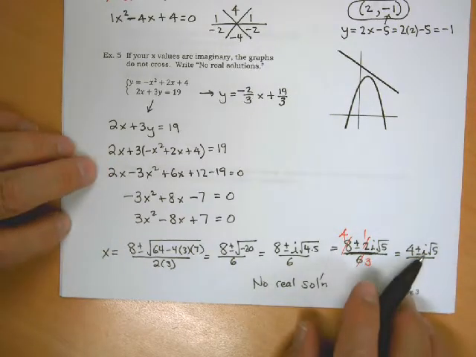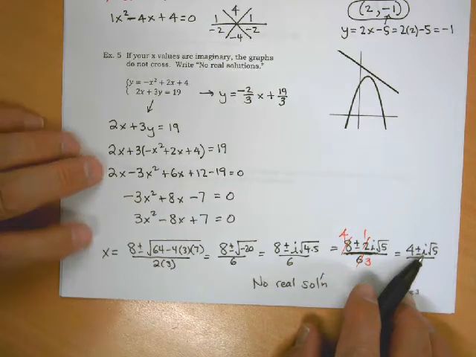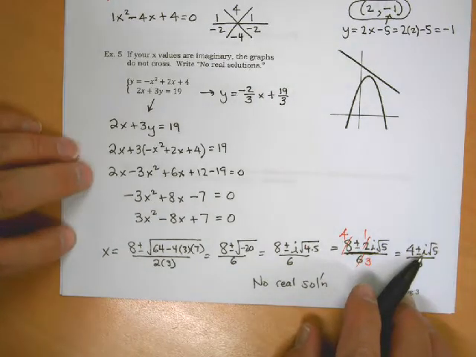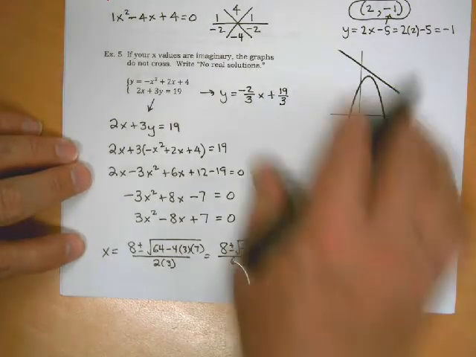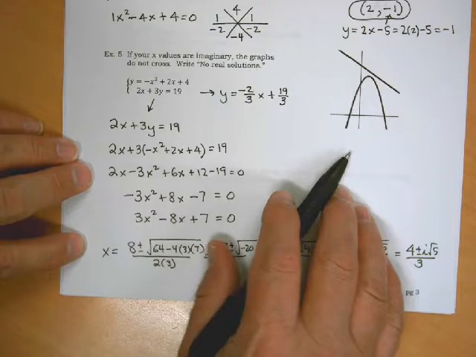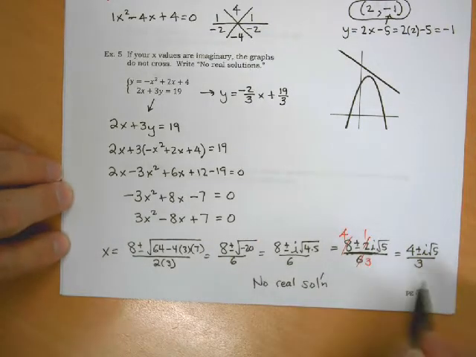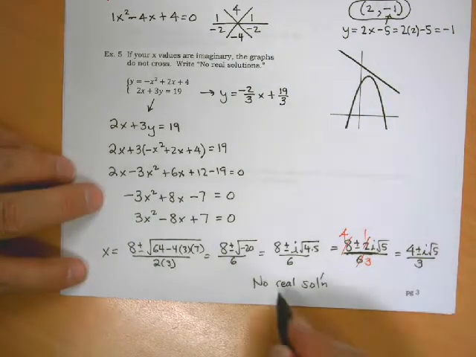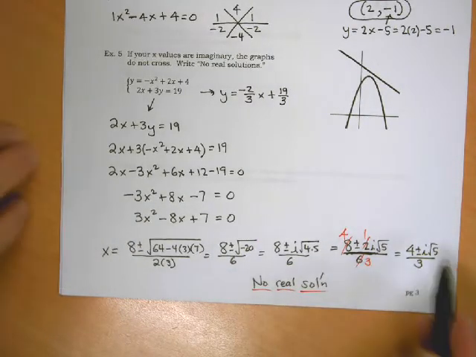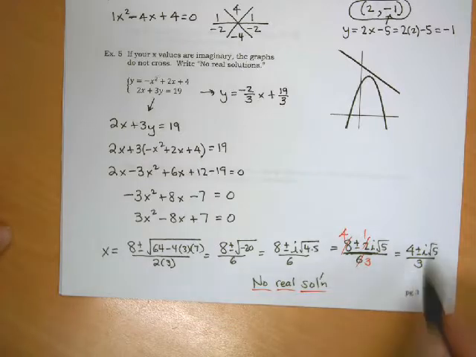Now when you see this i as part of your x answers, you know that you're not going to find those on this grid. In other words, in this case, you're not going to find intersection points. So that's why you write no real solution, even though there are solutions. They're imaginary or complex here.